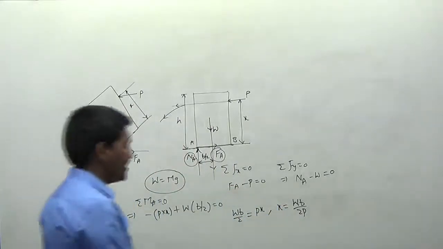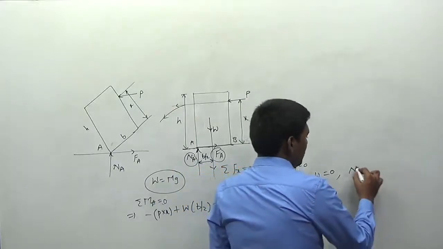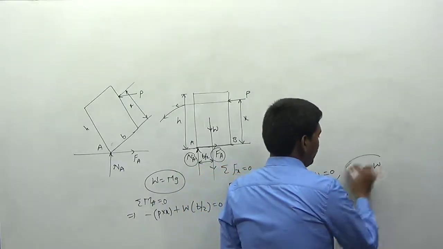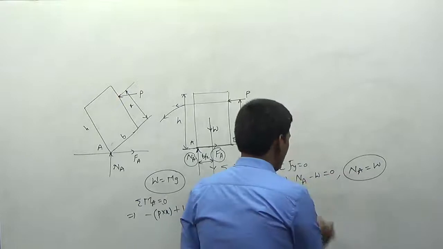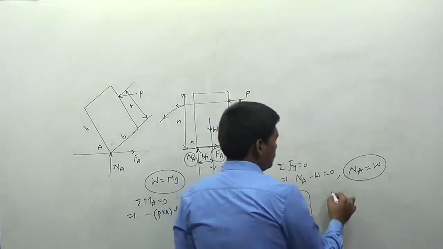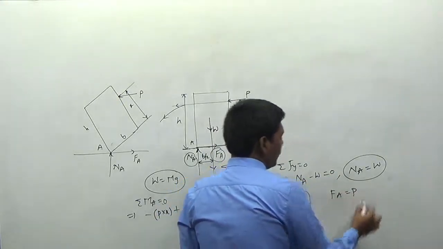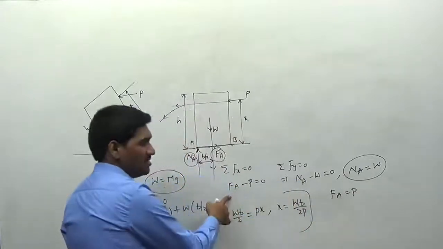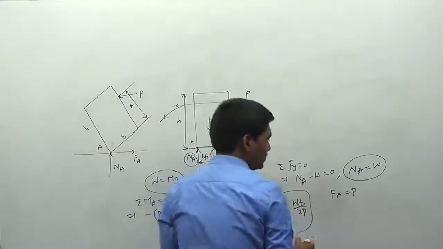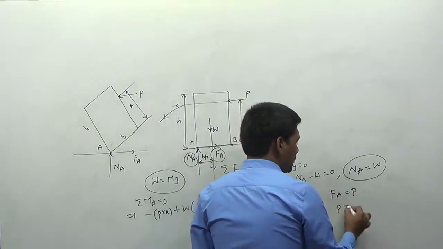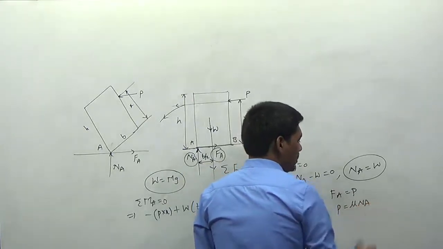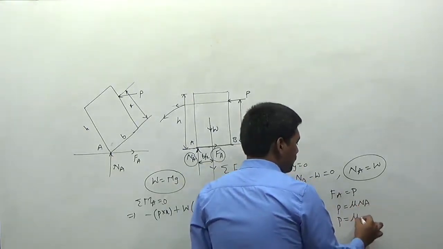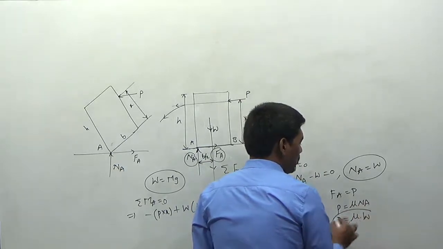See here, I can write this value as NA is equal to W. This is the relation here. And I can write this value as FA is equal to P. So P is equal to FA. This relation came from this equation here, and this relation came from this equation. Therefore, I can write P is always equal to mu into NA, and so P is equal to mu into W.